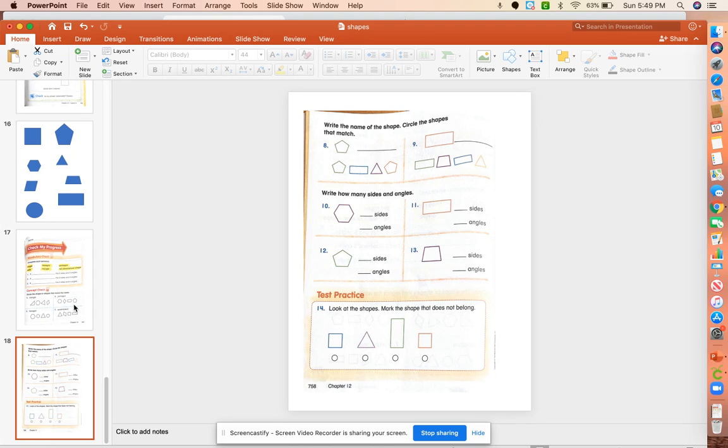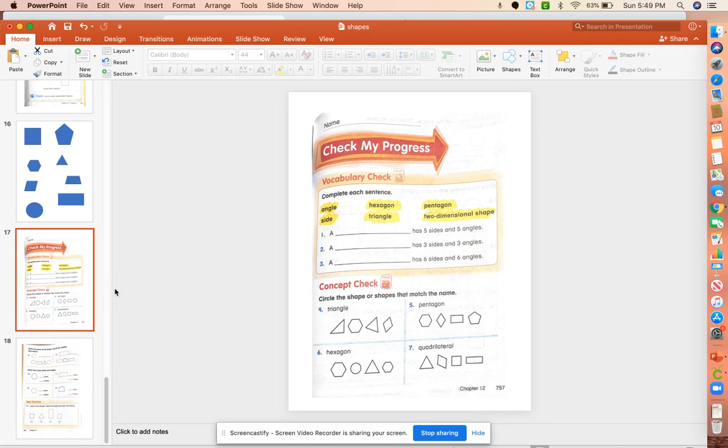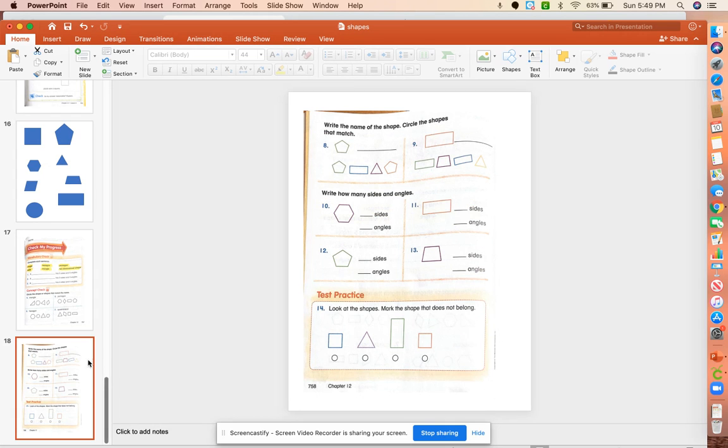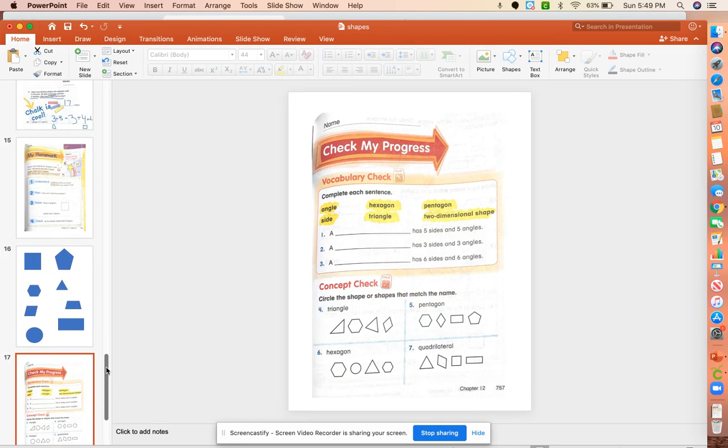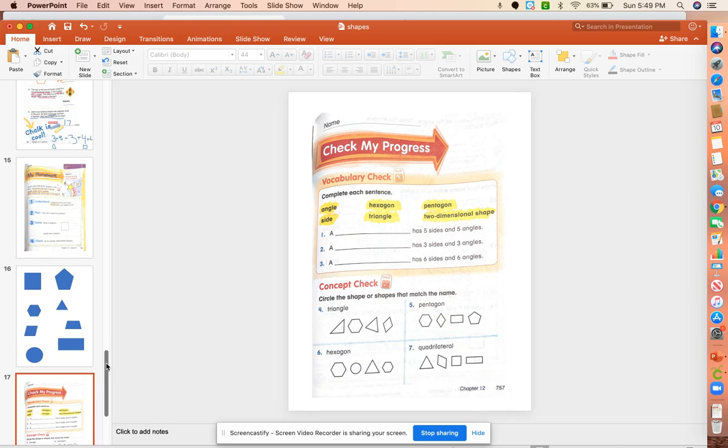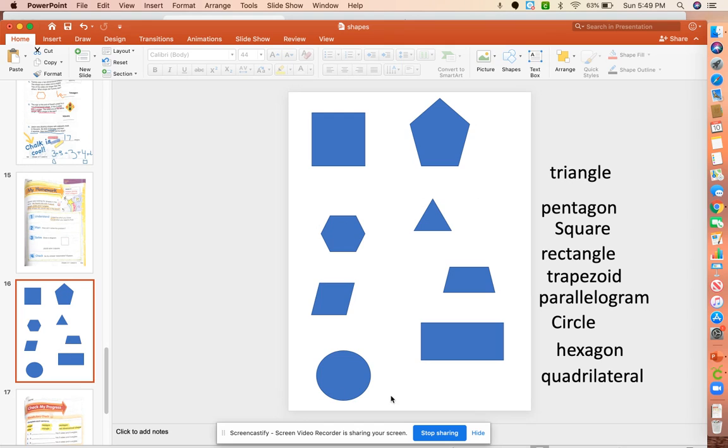Today we are going to take a little quiz on page 757 and 758 about what you know from the 2D shapes and what we have talked about so far this chapter. Before we get started with that, I would like to do a little review. So we're going to take the vocabulary word and we're going to put it with the shape.